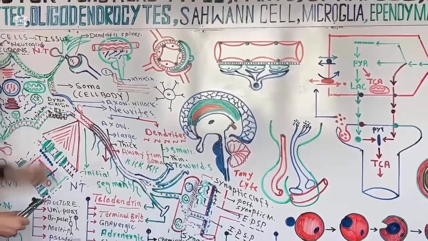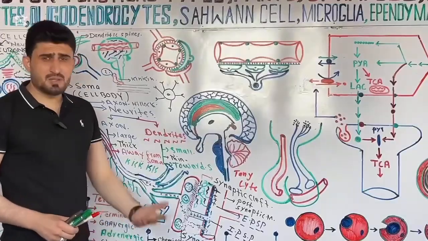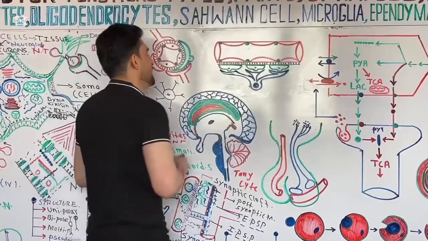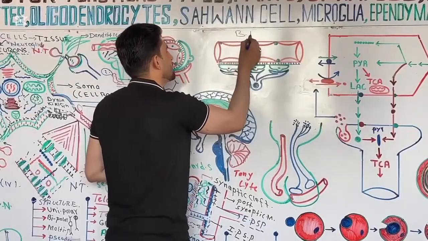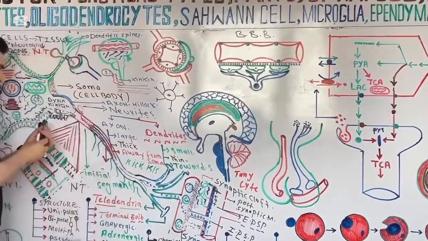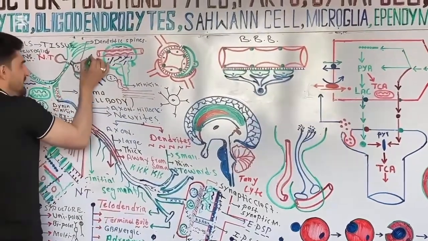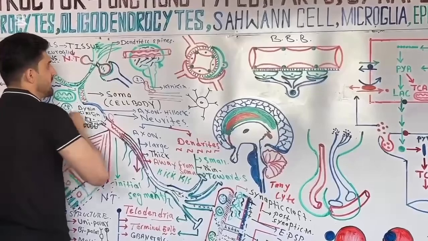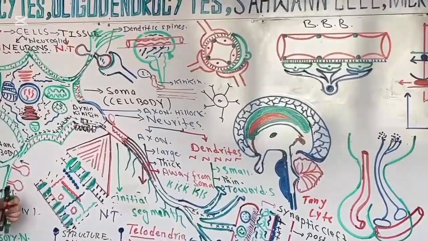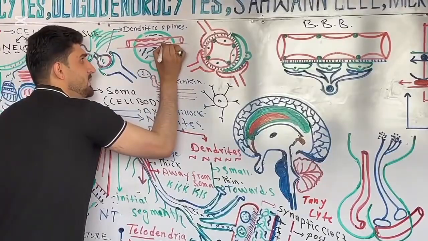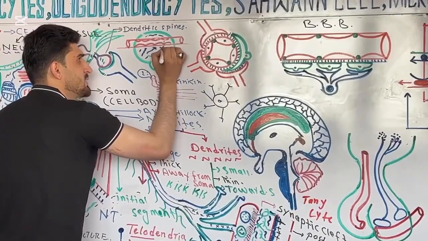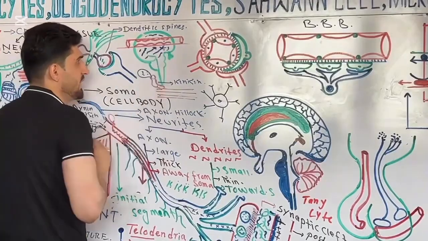It's so important. The first function of astrocytes is that they have a role in the blood-brain barrier. What's the blood-brain barrier? Look here. For example, this is a blood vessel which passes through the central nervous system. So the communication between this blood and this nervous tissue is not free. They are not free.